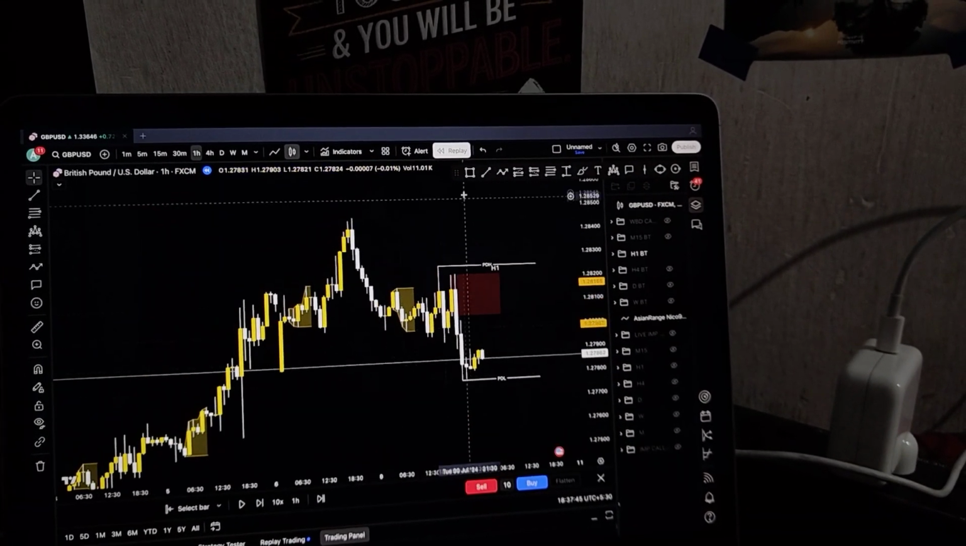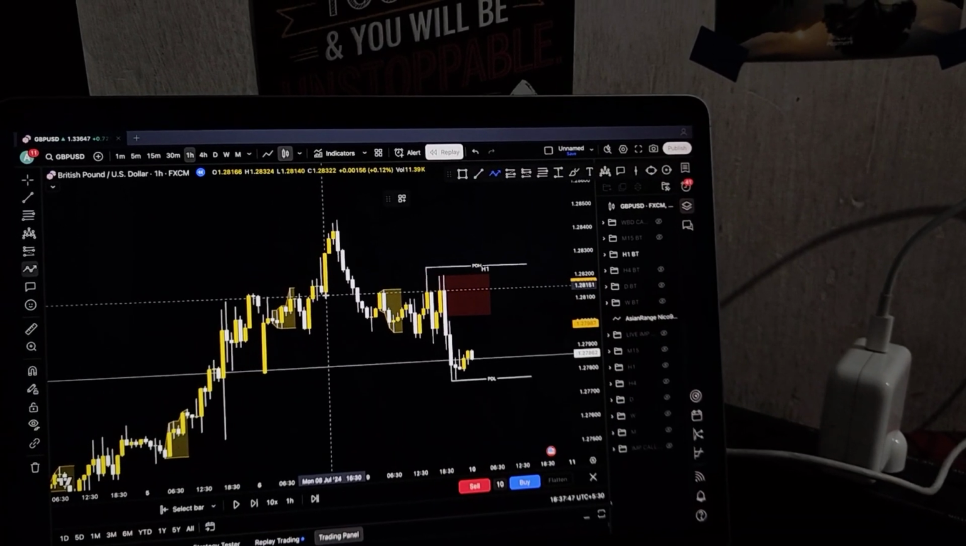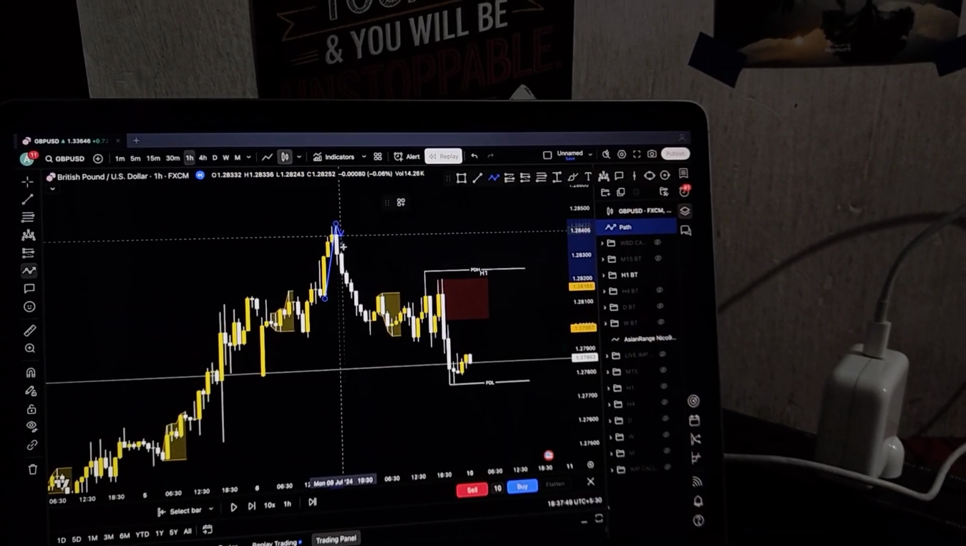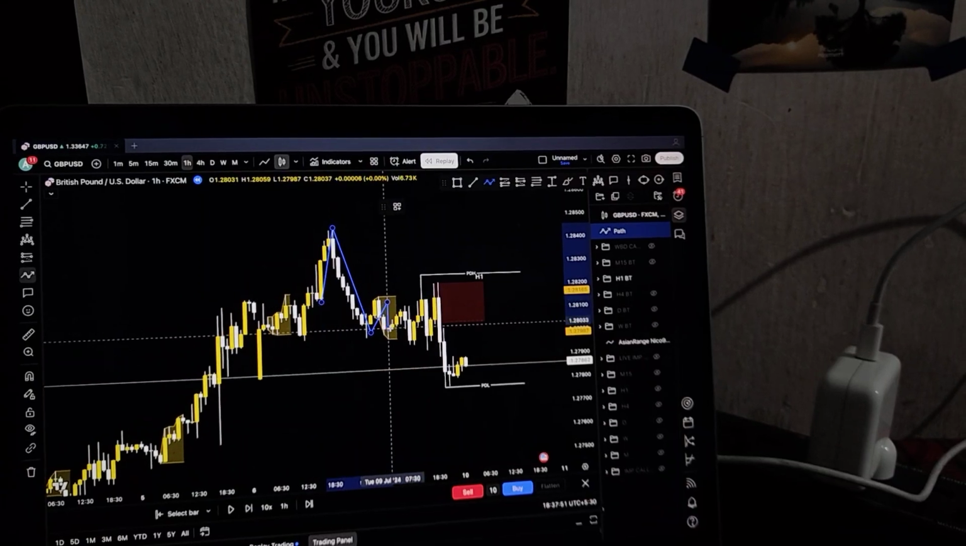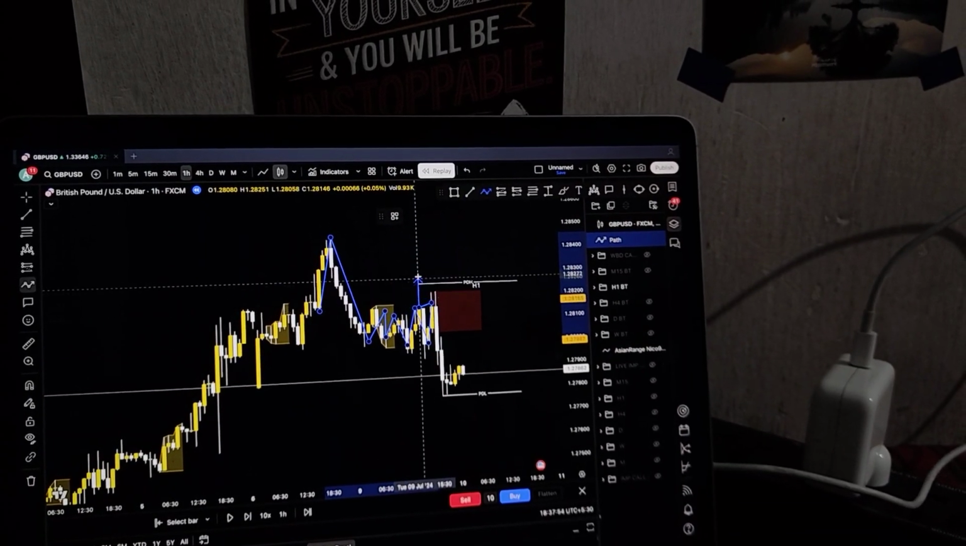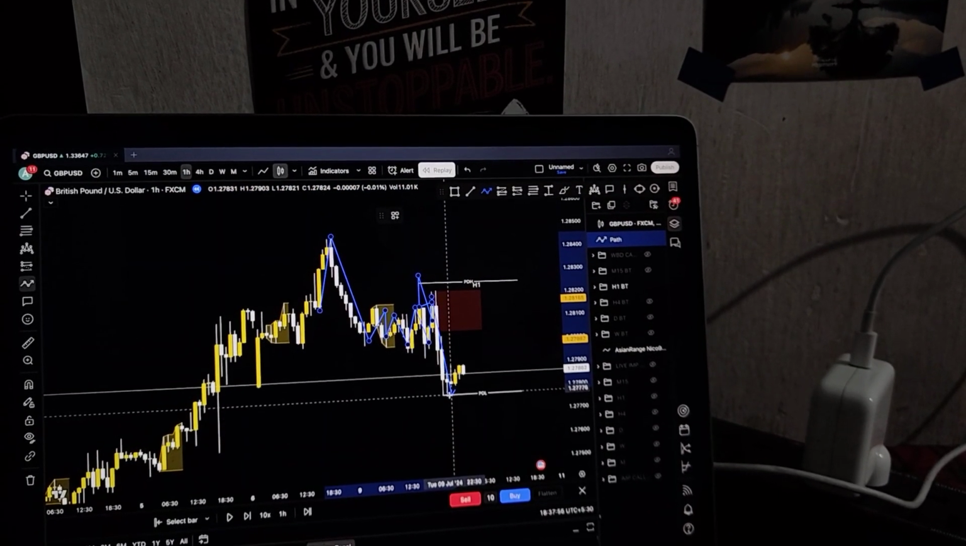So on the H1 time frame you can clearly see the market, this was the low that caused this higher high, lower low, change of character right here. Some sort of accumulation happened, manipulation happened, and then our move happened on Tuesday.